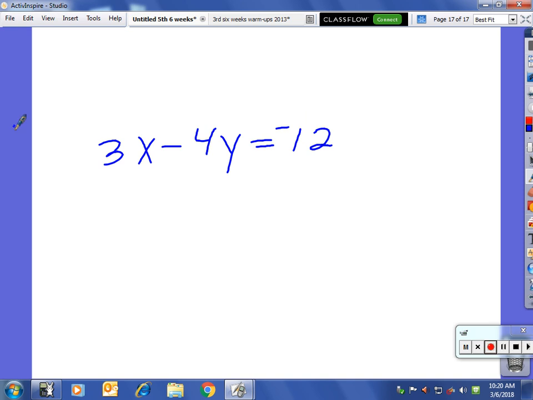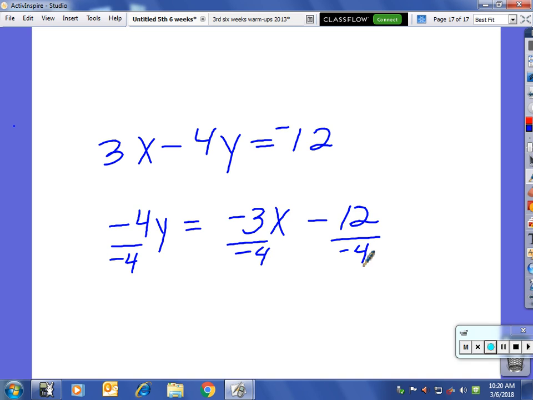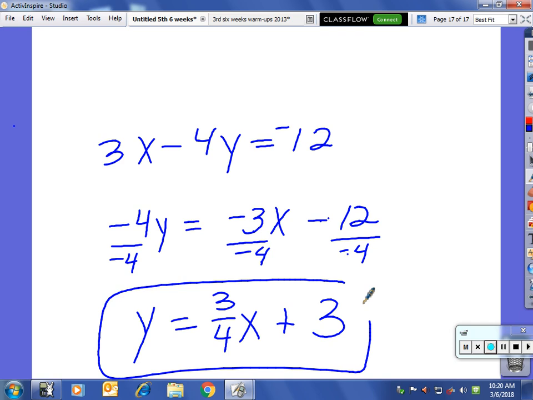Now, the biggest mistake I'm seeing on these questions is sign mistakes. So be very careful. Move the 3x to the other side. You get negative 4y equals negative 3x minus 12. Now, I am about to divide everything by negative 4. So this becomes 1y, and a negative divided by negative is positive: 3/4 x plus 3. So that's how you convert the others.